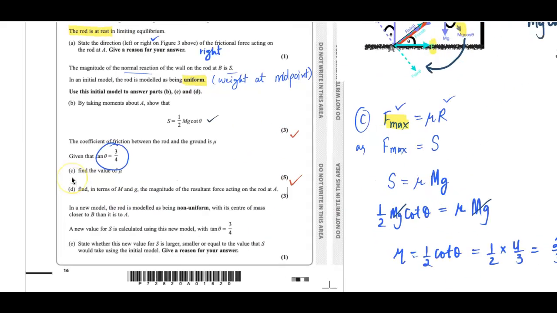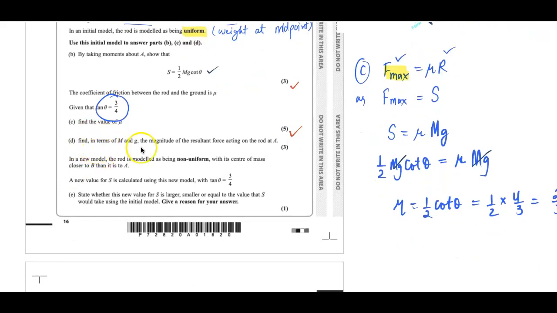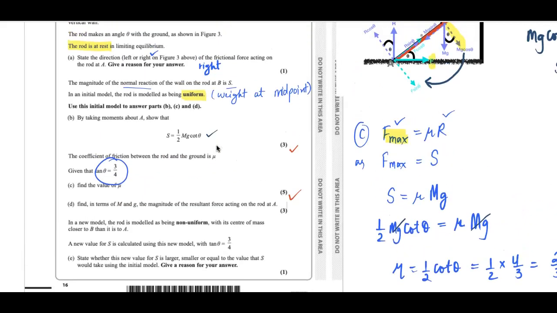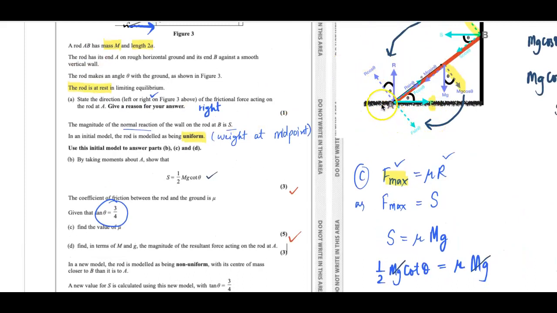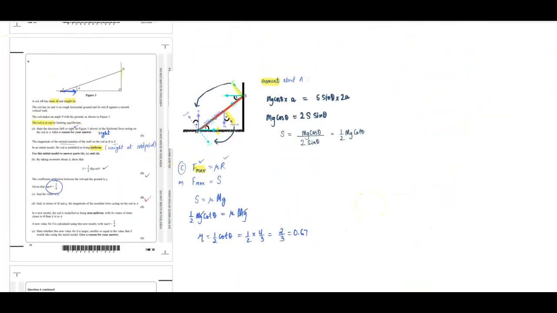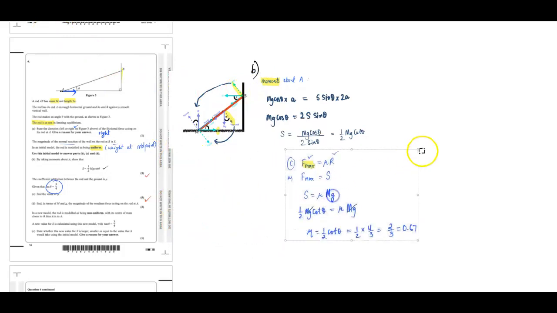Now the D part. For the D part, find in terms of M and G the magnitude of the resultant force acting on the rod at A. We have to find out the magnitude of the resultant force acting on the rod at A. Okay, so that was there. We did B part. Let me just move it a bit so that I can get some space. This is C part. I'm going to be writing D part here.